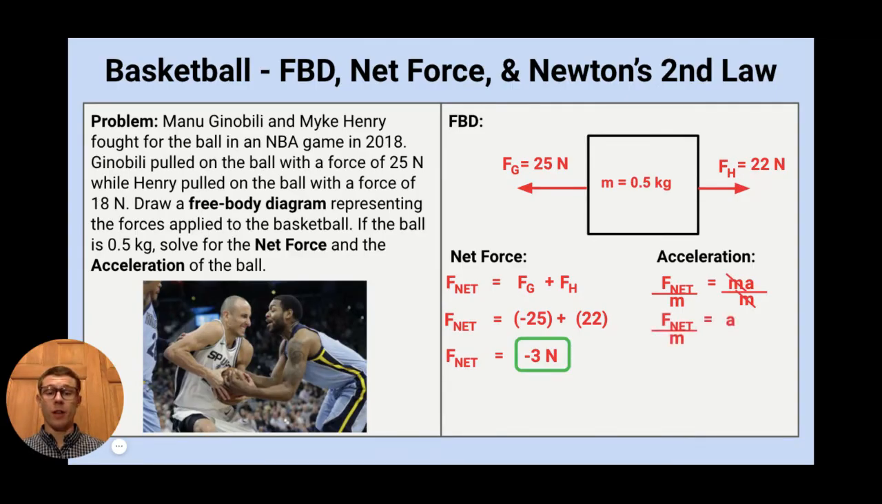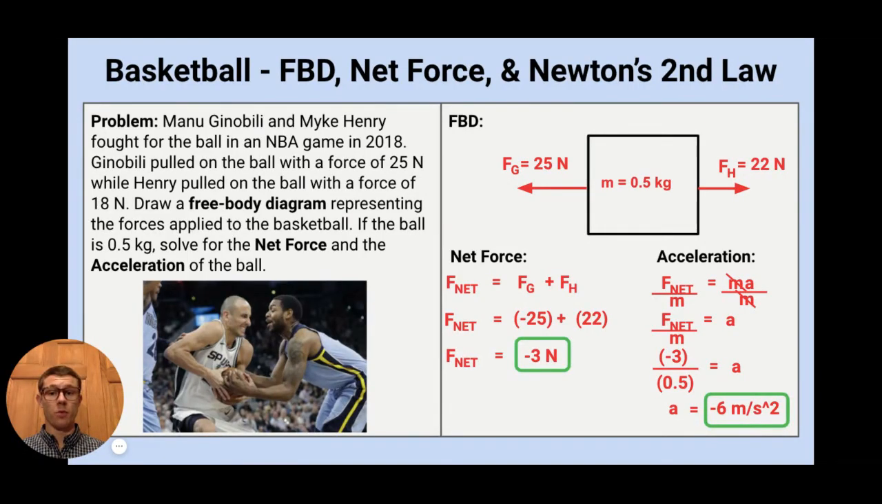We now have the net force divided by mass is equal to acceleration. We're solving for acceleration, and it's now on its own, so we can plug in some values. The net force we just solved for is negative 3 newtons, and the mass of the ball is half a kilogram, so we have negative 3 divided by 0.5. That leaves us with an acceleration of negative 6 meters per second squared. That is our final answer.